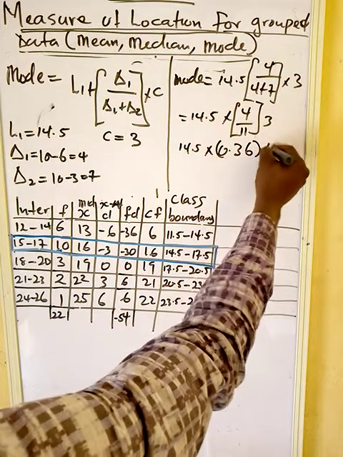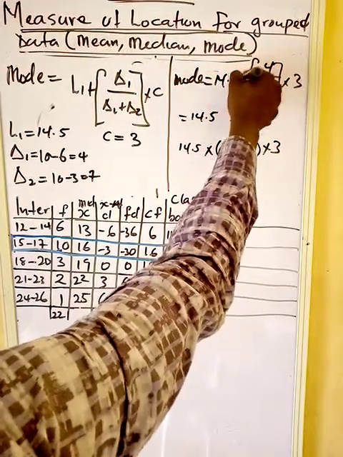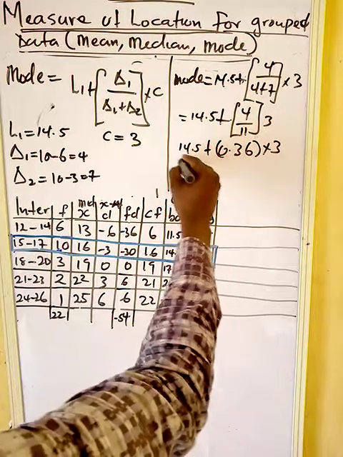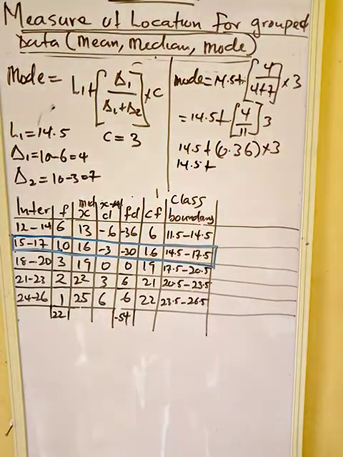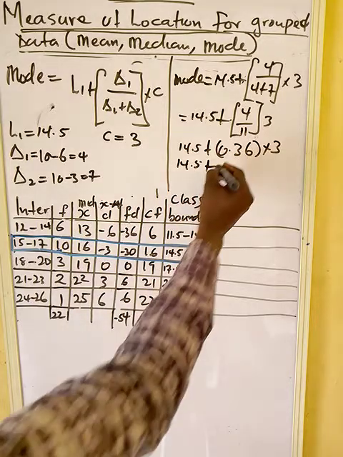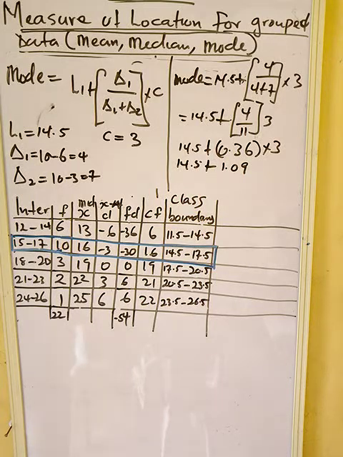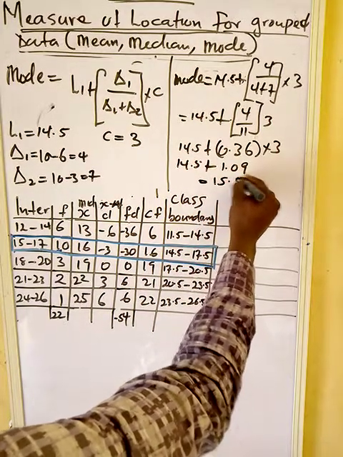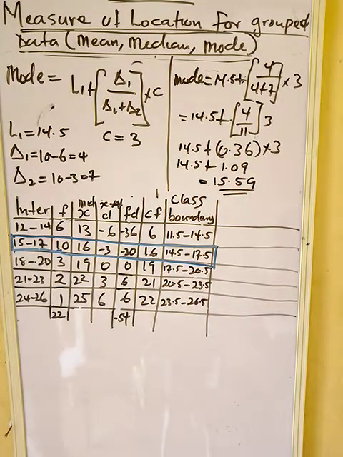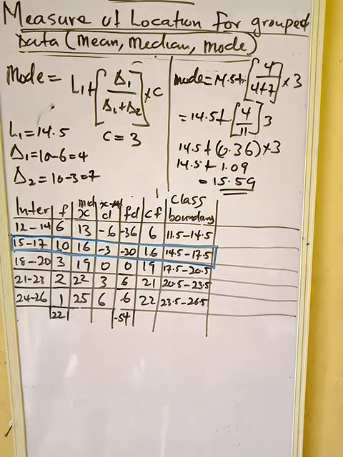0.36 times 3. Oh, this one is plus: 14.5 plus. So multiply 0.36 by 3, and what you have is 1.09. So 1.09 plus 14.5 will give us 15.59. So that is how to solve for mode on grouped data.